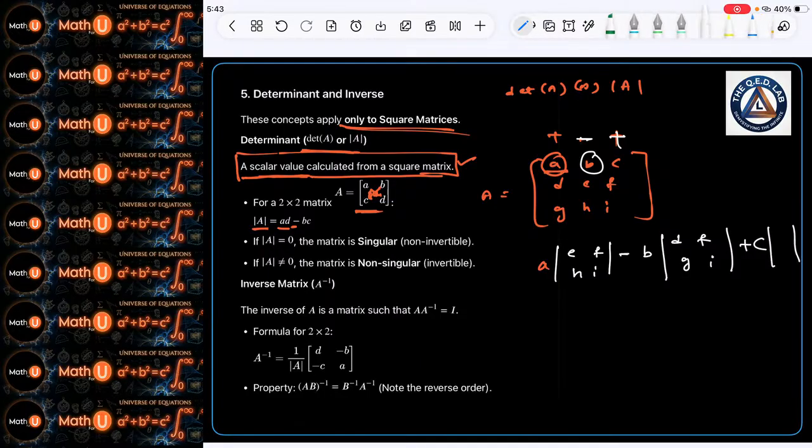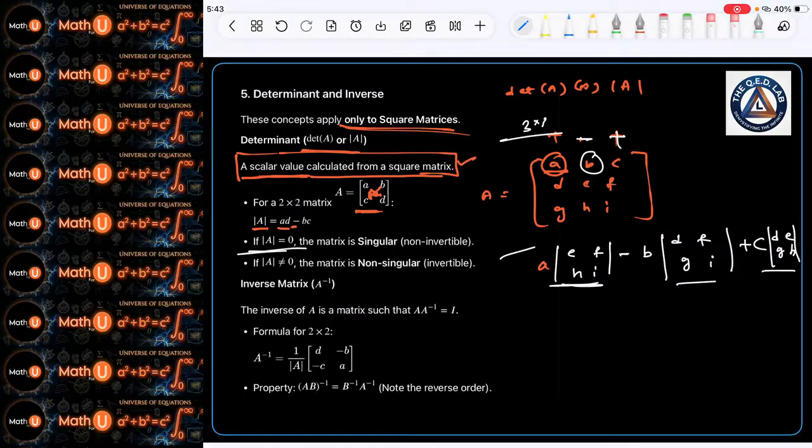Then delete that column and row, and whatever the elements are there, just write down here. Then this is a 2 by 2 determinant, and you simplify it to get the answer for the 3 by 3 matrix.